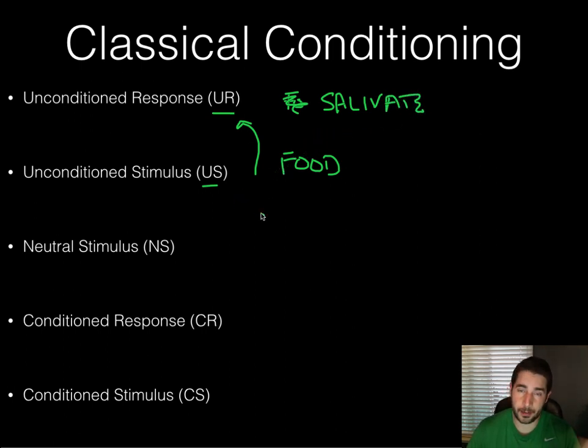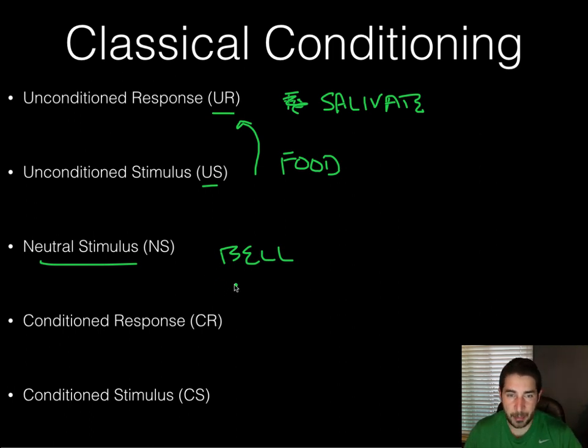That doesn't require anything. A neutral stimulus is something that, to start off with, has no effect on the person or the animal. So a neutral stimulus in this case would be a bell. In this example, if I went up to a bell before I had trained or conditioned this dog, and I rang a bell, the dog wouldn't do anything, right?